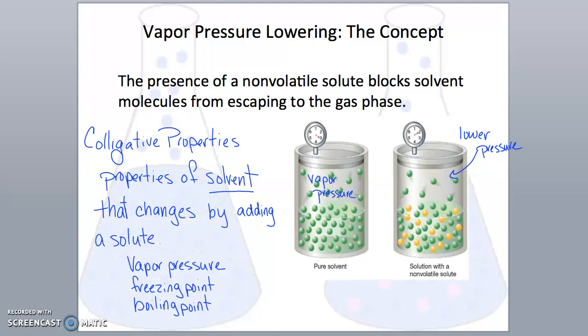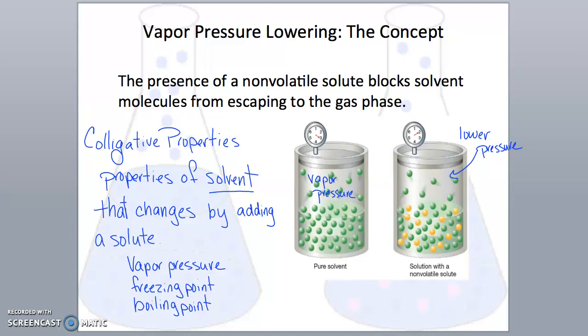This is Professor Corey, and today I'm going to talk about colligative properties, which are properties of a solvent that change by adding a solute. Now, some things we're going to look at in detail are vapor pressure, freezing point, boiling point, and also osmotic pressure. So looking at this image, we have a pure solvent that has a vapor pressure.